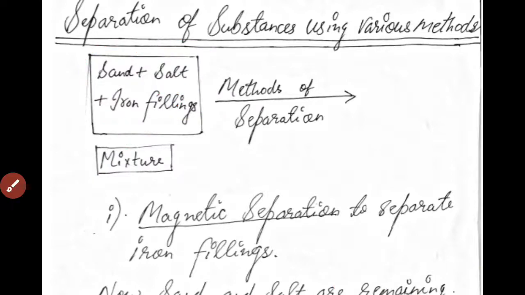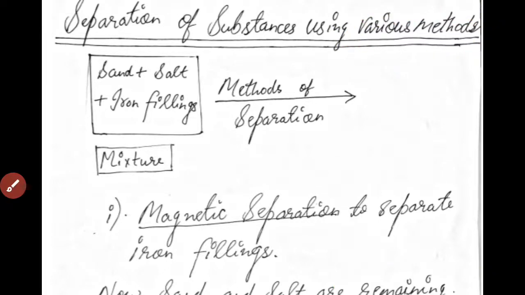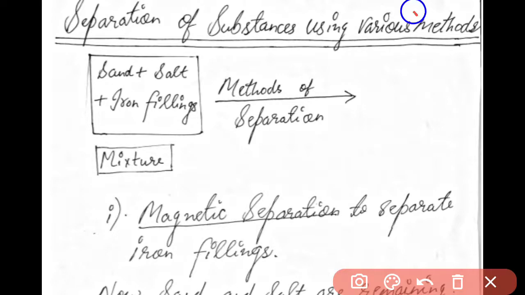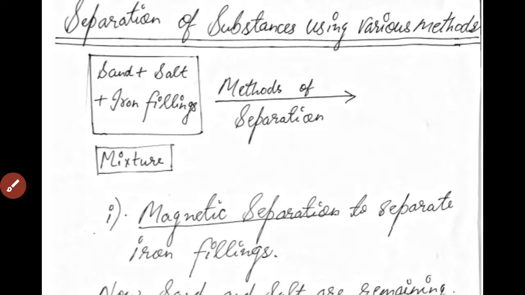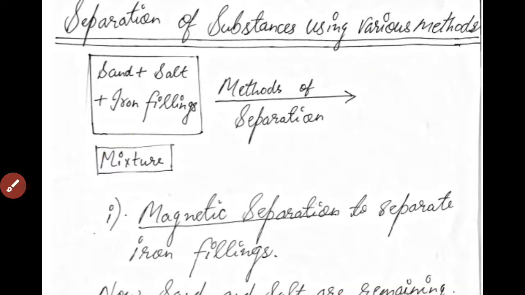So in this case, what will be done? How can we separate all of these? In this case we will have to use various methods. That is why the topic contains the word various. Here you can see separation of substances using various methods. In this type of mixture, not only one method is sufficient. We will have to use more than one method.